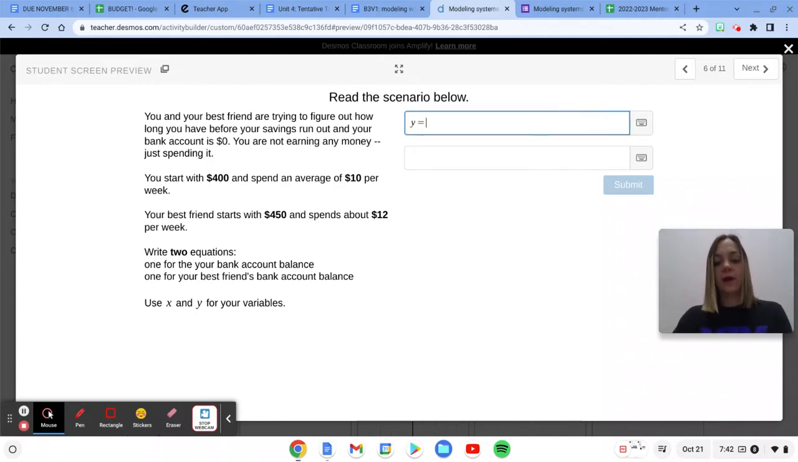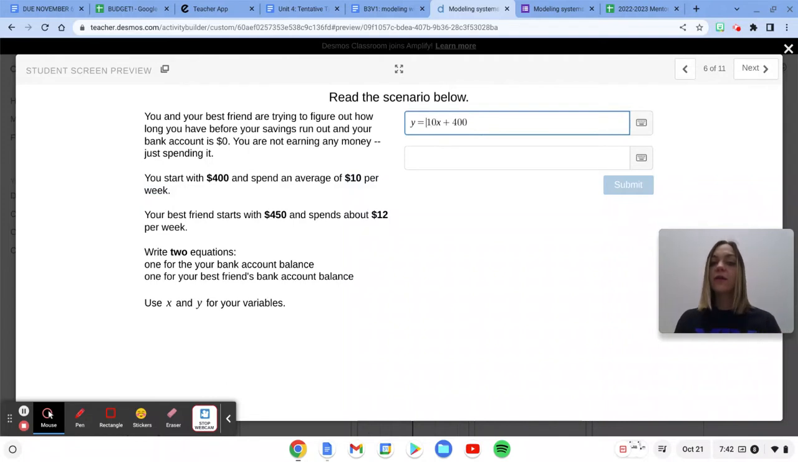So I'm going to start with y equals mx plus b. And I know that my b value is the starting point, the initial value, and my problem literally tells me you start with $400. So there's $400 in your bank account, and you spend an average of $10 per week. Again, this is using the word per, a unit of time. I know that this has to be my slope. So I'm going to take out m, put in 10.